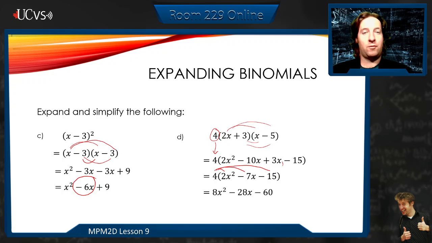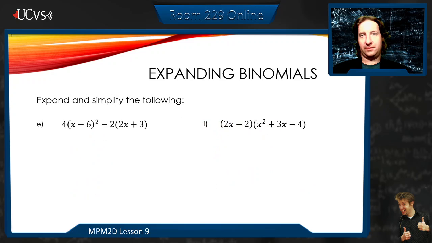That's going to give me 4 times 2, which is 8, x squared. 4 times negative 7, which is negative 28x. And 4 times negative 15, which is negative 60. Okay, so if there's a number in front, we leave that for the last step. Do all your foiling out first, and then distribute your coefficient.